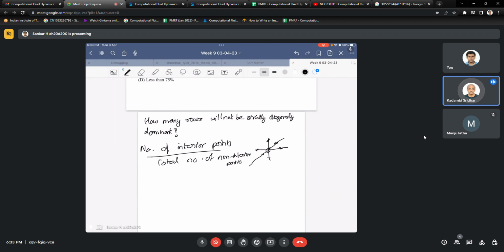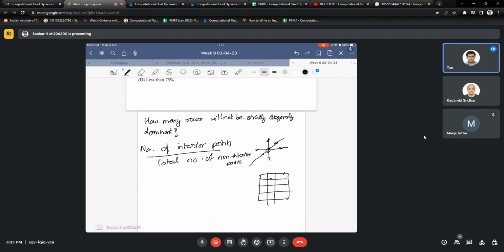So by interior points, you mean other than boundary, correct? No, I mean all the points which do not consider the boundary in the equation. Okay, so let me put it this way.